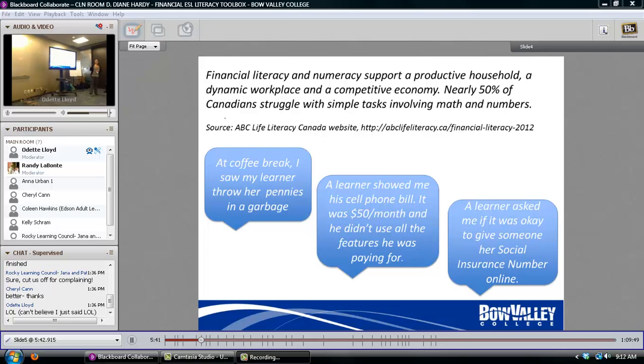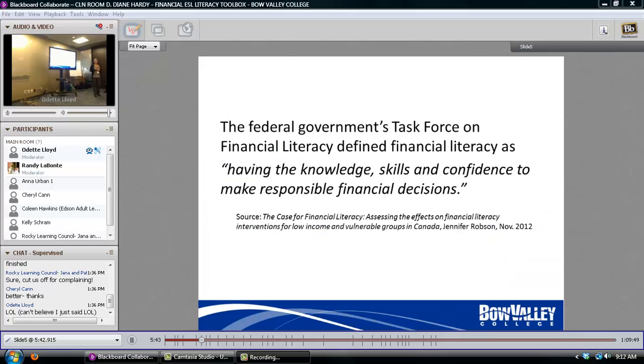When we started to look at it more closely, there is the federal government task force on financial literacy, and they define it as having the knowledge, skills, and confidence to make responsible financial decisions. So that's what we started to look at when we thought of financial literacy: we wanted to help our learners have the language, the essential skills, and the literacy skills to make responsible financial decisions, or really, I think more importantly, informed financial decisions.